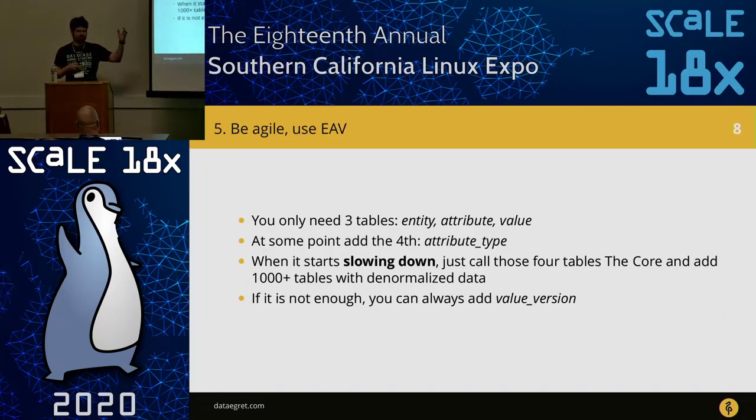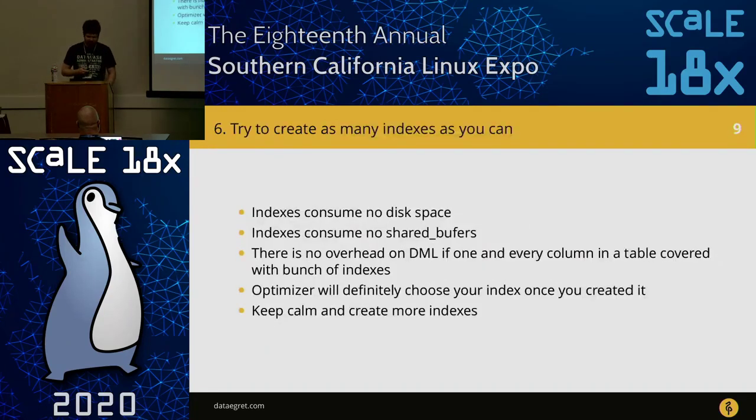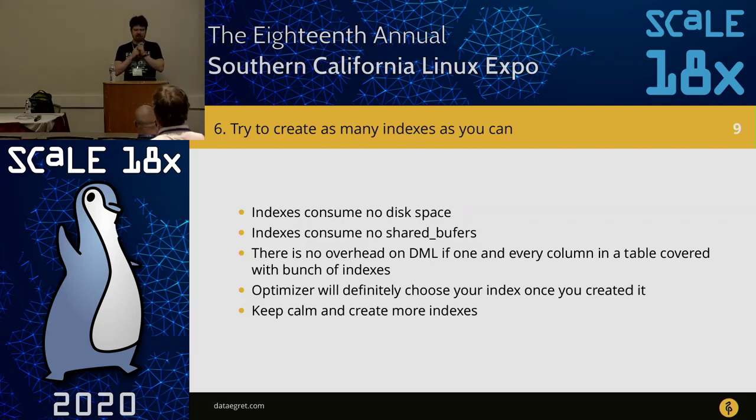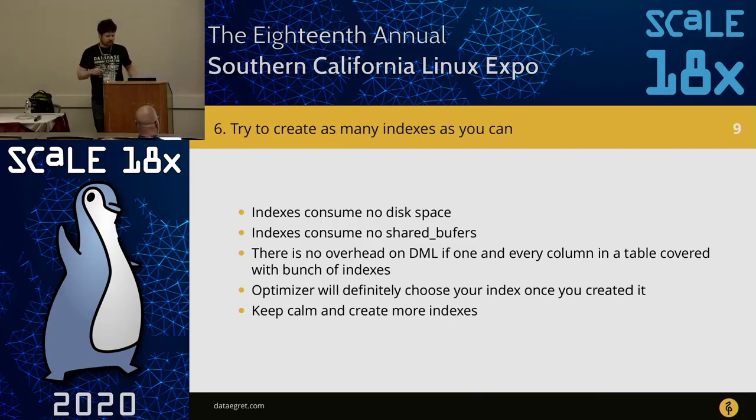Maybe I did not need to include any test examples. So it's like, you need to feel it. Try to create as many indexes as you can. Forget about the example, yeah. As many as you can. You see, there is no extra disk space consumed. Indexes consume no shared buffers. There is no overhead on inserting something or adding a new column or things like this.